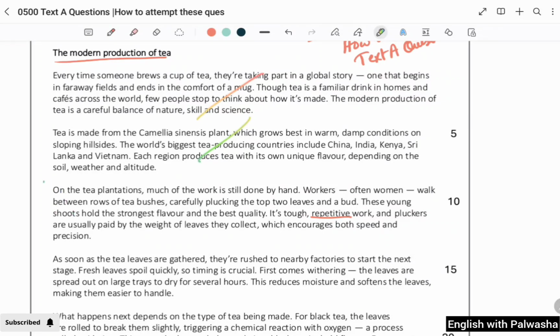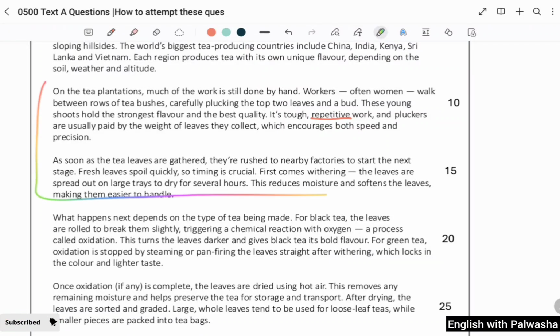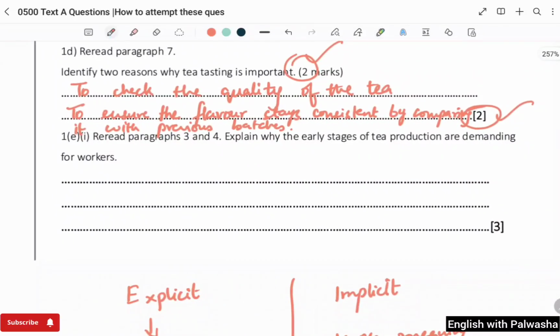So paragraph number 3 and 4, my dear students, refer back to that. Paragraph 1, 2, no, paragraph 3 and 4. Read these 2 paragraphs, extract the information from these 2 paragraphs, and then pause my video, write your answer, and then I'll let you know how to write a detailed answer. Okay, let's move on. All right, so I'm sure till now you've read the paragraphs 3 and 4, and now you are quite sure of why the early stages of tea production are demanding for workers. So we have to write only 3 points, because 1 point carries 1 mark, right? So we have to write according to the marks, 1 1 1 rule, right? 3 points we have to write.